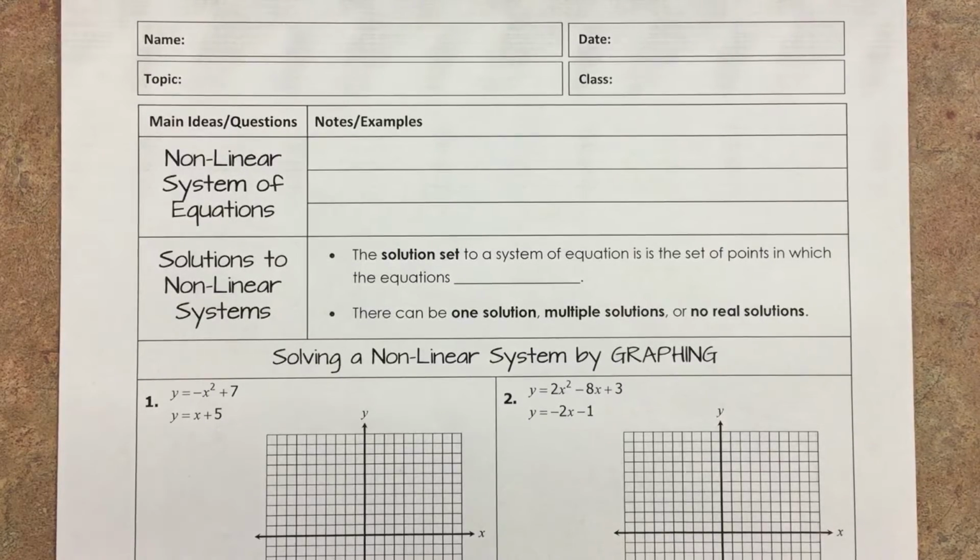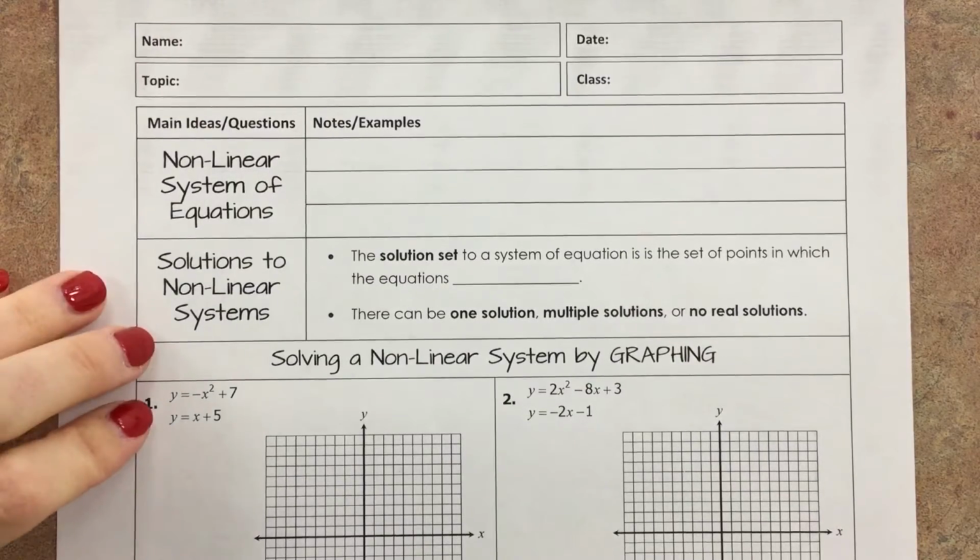This is Unit 9, Lesson 9, and we're going to be looking at nonlinear systems and how to solve them. We'll be solving them in two different ways. Today in Lesson 9, we're going to be solving them by graphing, and in the next lesson, Lesson 10, we'll be solving them using algebraic methods like elimination and substitution.